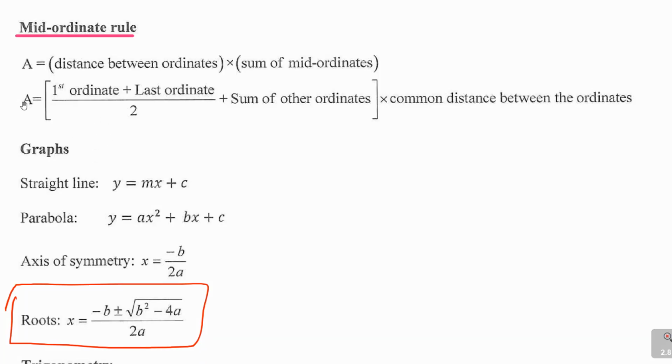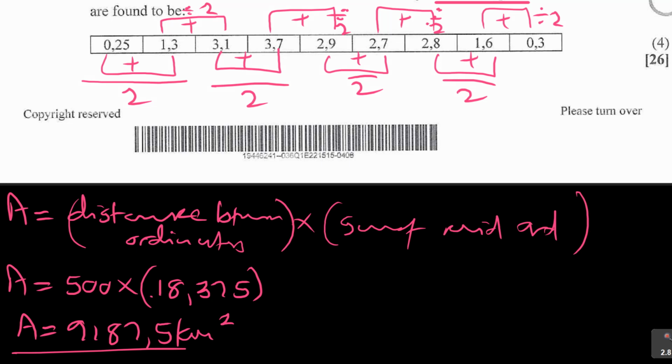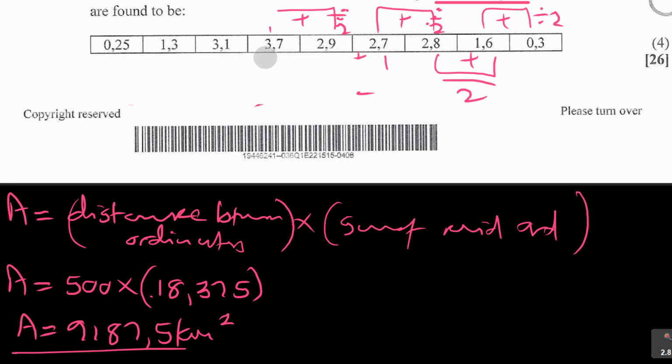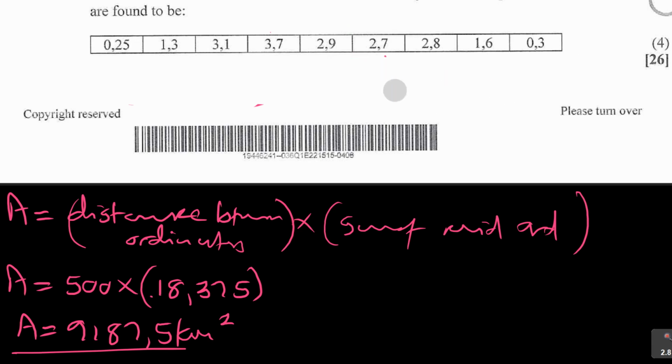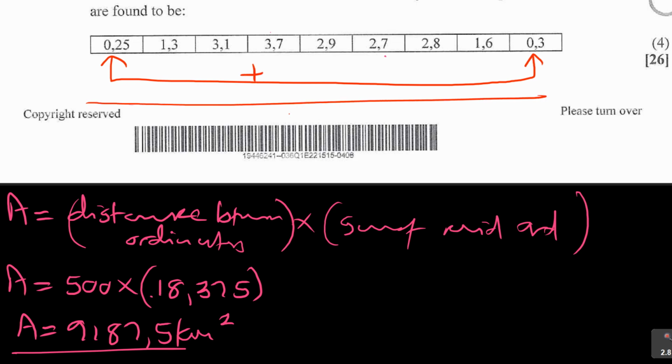As I told you, I used two formulas just to confirm. The second one says first ordinate plus last ordinate over 2 plus sum of other ordinates times common distance between ordinates. So what they are saying here, you take the first and the last and the sum. It's the same thing in a different way. Take the first and the last, add them, divide by 2, plus you add these together.